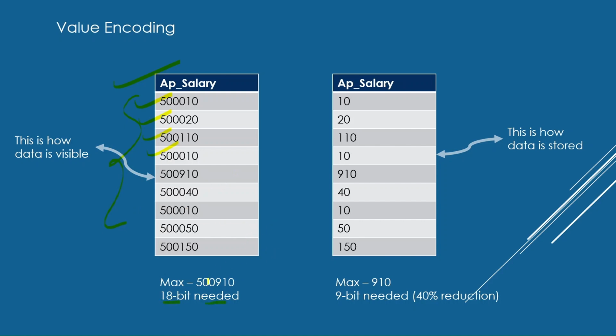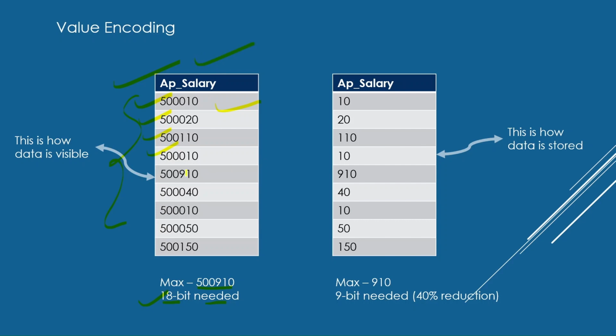So suppose we are going to store this value, and the maximum bits needed to store it is 18 bits. For instance, if this kind of value is present and there are millions of rows, how much space will it require to store the data present in the AP salary?